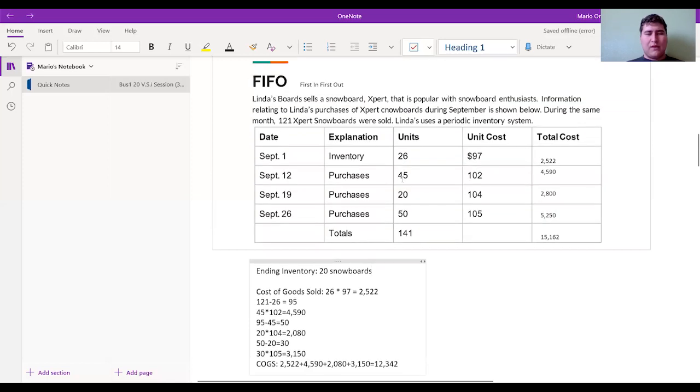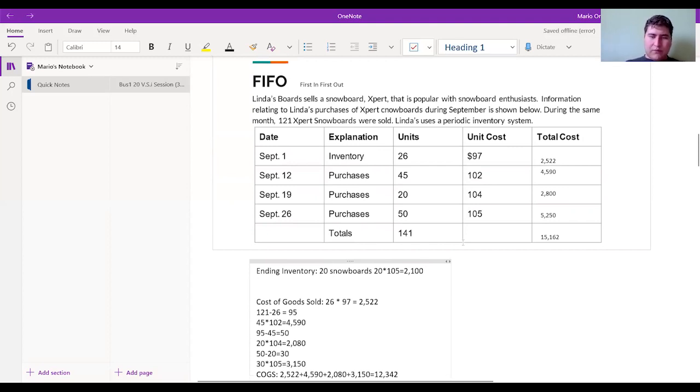So now going back to this inventory, we know since it's first in, first out, we can do the reverse on this. Instead of working from the top layer down, we can work from the bottom layer up. So if we're trying to find the cost for the 20 snowboards left, we would do those 20 units times the bottom cost, which is 105. That'll give us 2,100 in ending inventory.